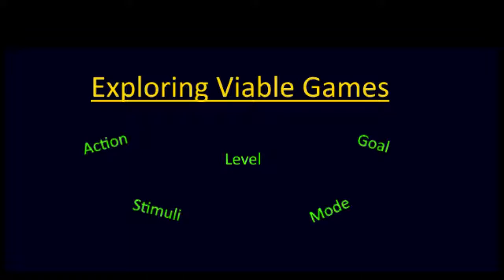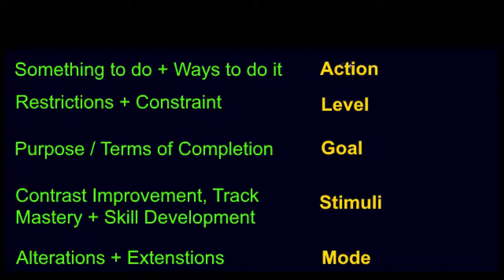Today we are going to explore how minimal we can get with each of these different aspects, but still make a fun, compelling game. Just as a reminder of what these are, actions are something to do and ways to do it. Levels are restrictions and constraints. Goals, those are purposes and terms of completion. Stimuli allows us to contrast our improvement, track mastery, and see our skill development. And modes let us alter and extend everything else.